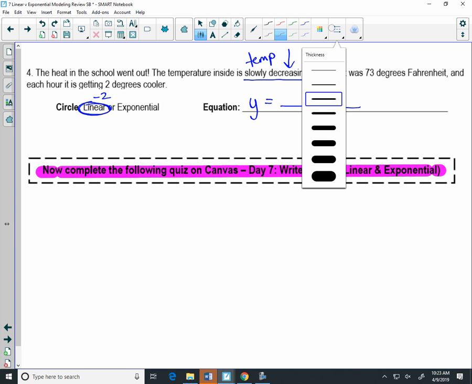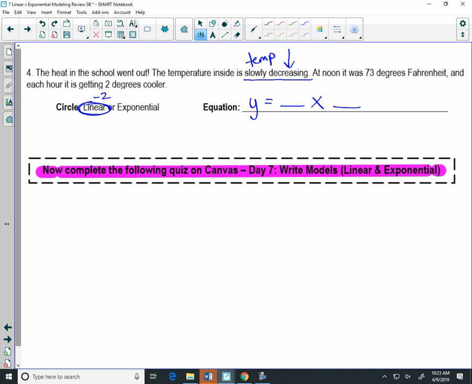We are starting at 73 degrees. We're starting at a positive 73, and then from that 73 degrees, we are going down 2 degrees. So the trickiest thing, and what you have to remember, is to get that negative sign in there, because we're going down from the 73, we're not going up. Sometimes a negative slope is a little bit harder to pick out from a model or from a description than the positive slopes are.